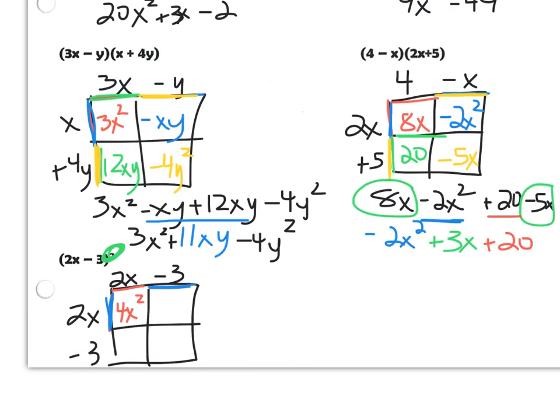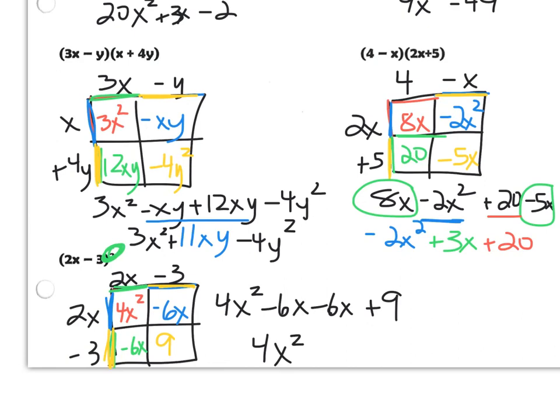2x times negative 3 is negative 6x. Negative 3 times 2x is negative 6x. And negative 3 times negative 3 is positive 9. We'll write our terms outside. 4x squared minus 6x minus 6x plus 9. Another situation where our middle terms can be combined. So that's a minus 12x plus 9.